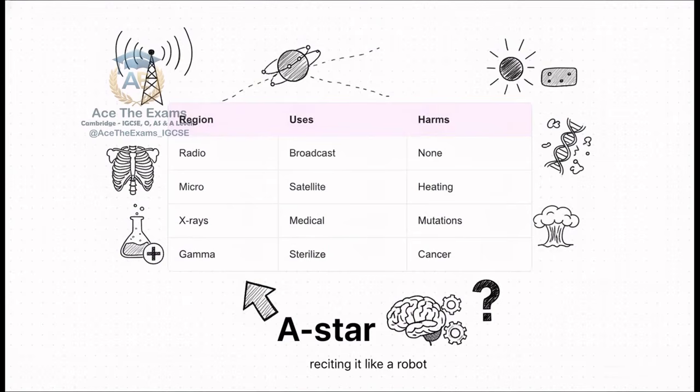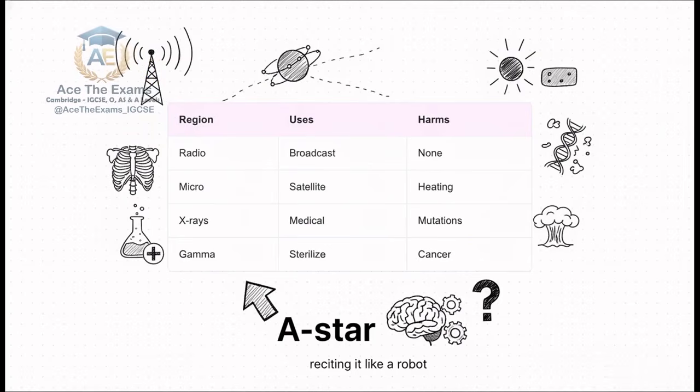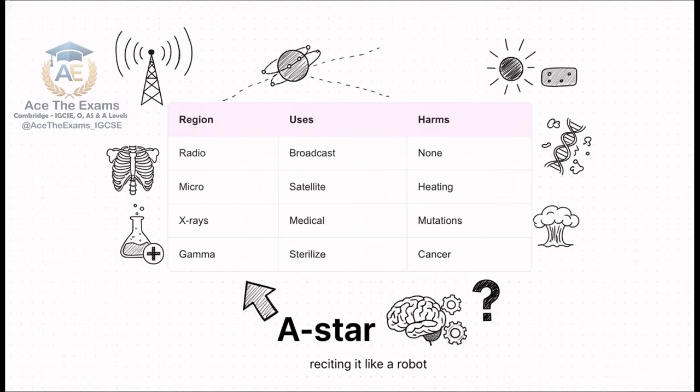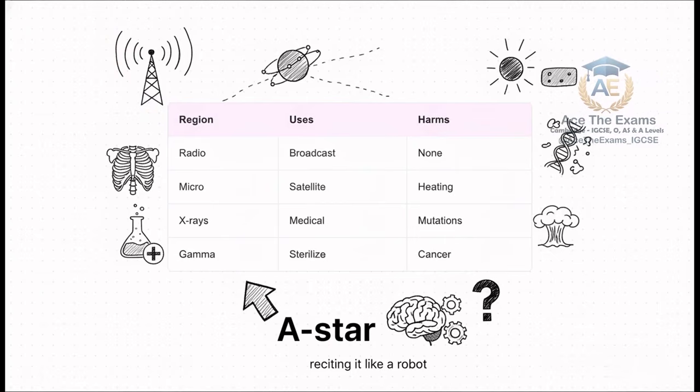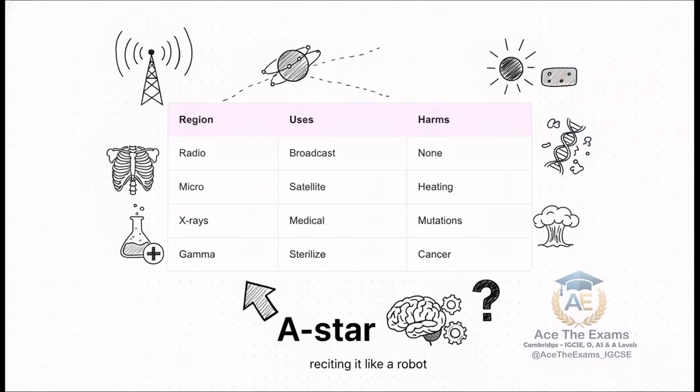The crucial baseline data you need is summarized right here in this table. You need to know the main regions, their typical uses, and their harmful effects inside and out. For example, radio waves are used for broadcasting and television. Microwaves are essential for satellite communications and mobile phones. X-rays are critical for medical imaging, and gamma rays are used for sterilizing medical equipment and treating cancer. You also need to know the harms, right?